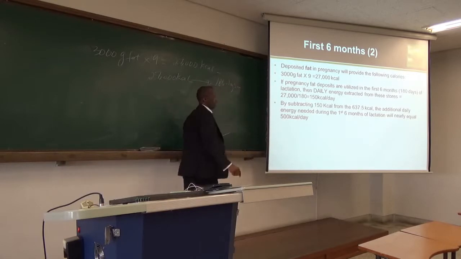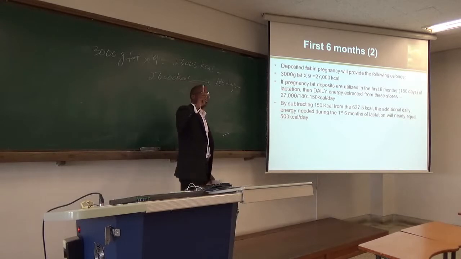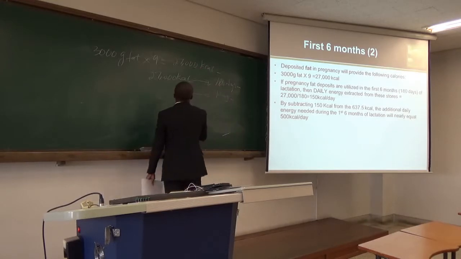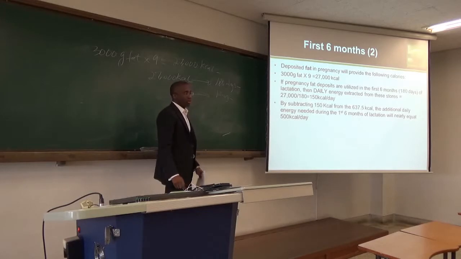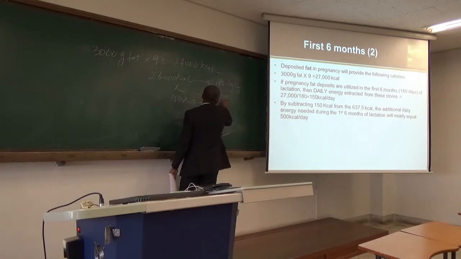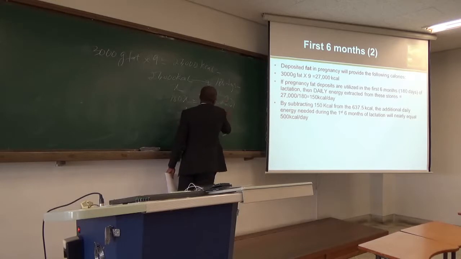180 days. Okay? But I want to know for what? For 1 day. So for 1 day, we still have the same equation, x. So we have 180x give me 27,000 kilocalorie by 1 day. So x, 27,000 divided by 180, how much do I get there? 150 what? Kilocalorie per day.